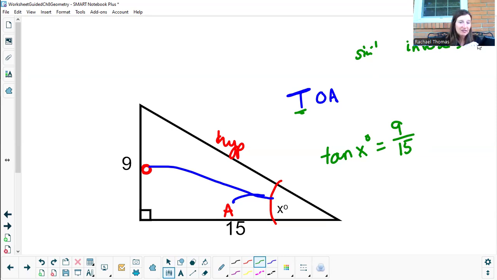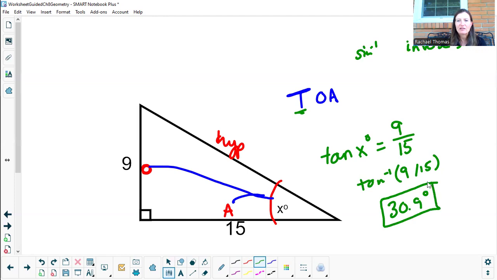So I'm going to type that second and then the tangent button to get tangent with a little -1 on it. Inverse tangent. 9 divided by 15. The parentheses are important. If your calculator does not put the parentheses in there for you, please put them in yourself. And the answer it gives me is 30.9. So that means my angle here is 30.9 degrees.